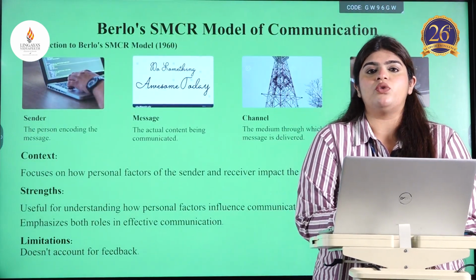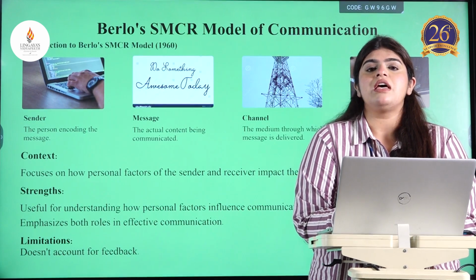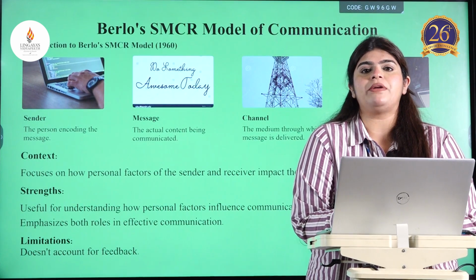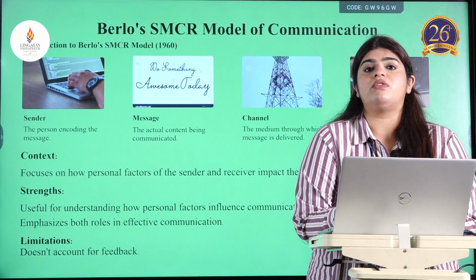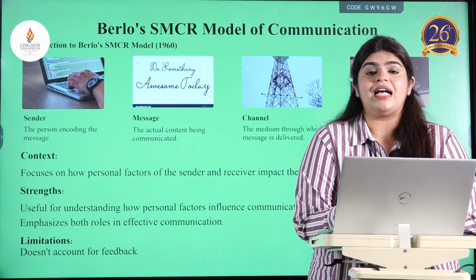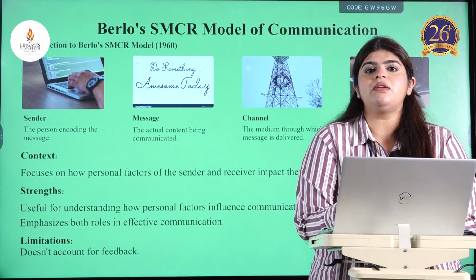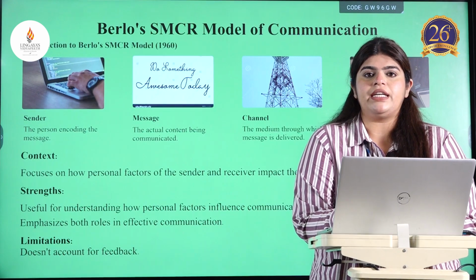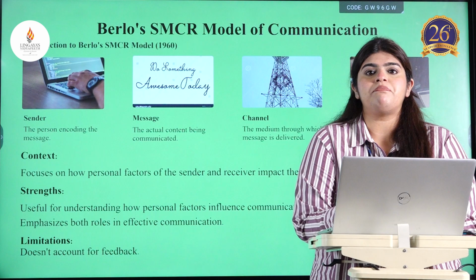Third, we have Berlo's SMCR. Now, what is SMCR all about? S means sender, M means message, C means channel, R means receiver. This is the same as Shannon-Weaver or the basic model. We can also call it Aristotle. That is a very basic model that consists of sender, message, channel and receiver. But what did Berlo state? Berlo stated that the personal traits of sender and receiver matter a lot.